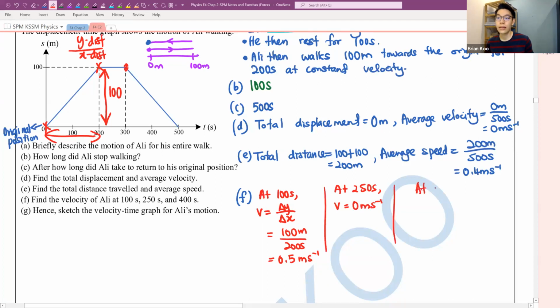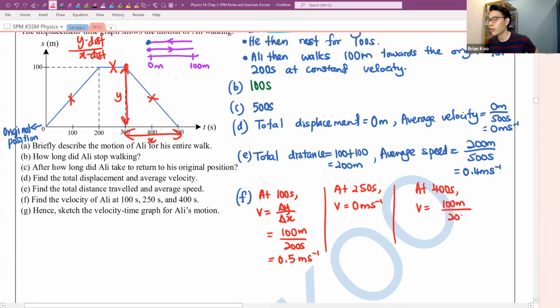At last one, 250 was in the middle. And then last one, 400 seconds. 400 is also in the middle. So at any point, the gradient is all the same. You can just do the y distance over the x distance. Can you guys tell me if you don't know what I'm doing for the gradient here? The y distance over the x distance. The y distance here is again 100. The x distance is again 200.